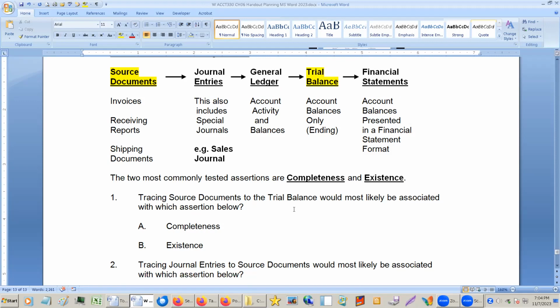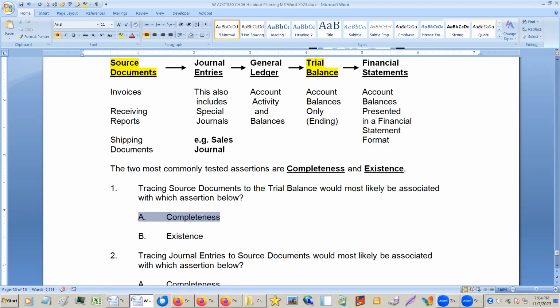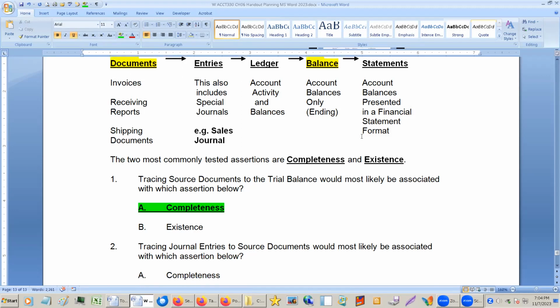Existence? Actually, this one's going to be for completeness, that everything that we got in, receiving reports, for instance, will show up in the trial balance. So this is going to be a completeness test. To see, is the trial balance complete? Okay, so going from the source documents forward, is it complete?